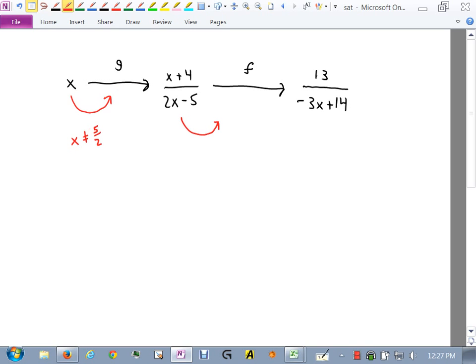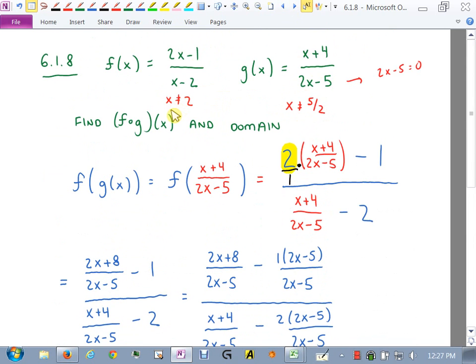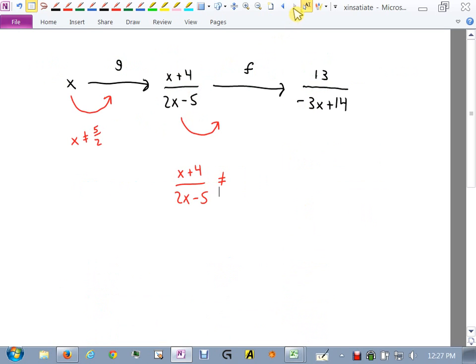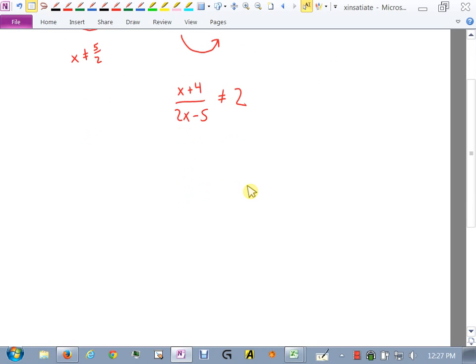What can this not be equal to? So we're trying to feed F right now. This thing right here, x plus 4 over 2x minus 5, cannot be what? Was it 2 or negative 2? It was 2. F can't handle 2. So this cannot be equal to 2. So I'm going to have to figure out when it is 2.